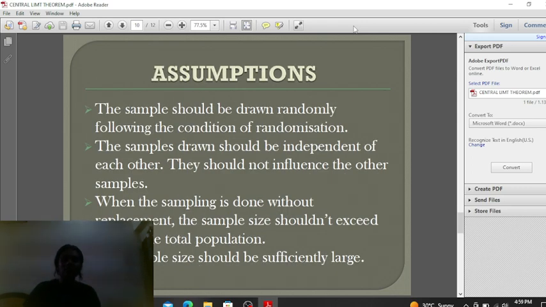So what are the assumptions of the central limit theorem? One assumption is that the sample should be drawn randomly, following the conditions of randomness, and the samples drawn should be independent of each other and should not influence each other. It is also assumed that the sampling is done without replacement, and the sample size shouldn't exceed 10% of the total population.